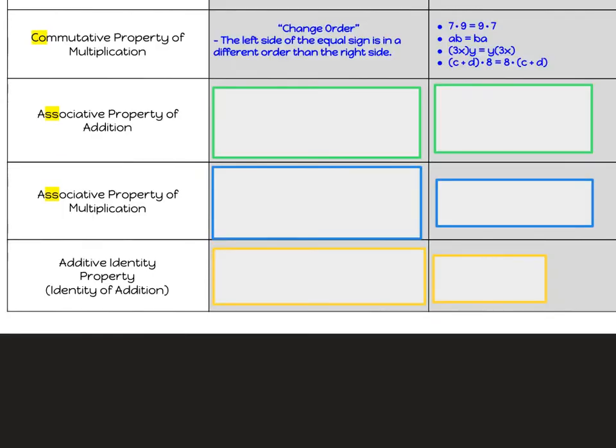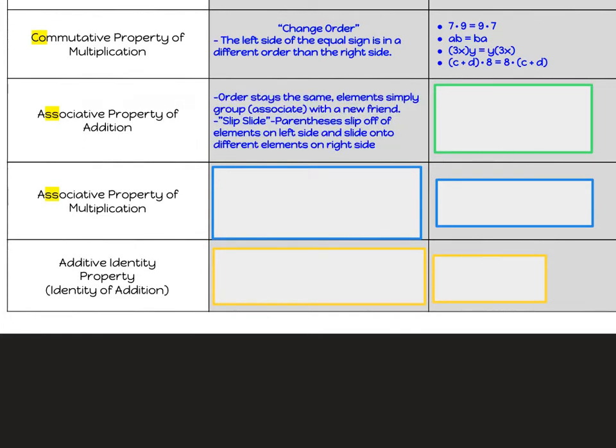All right, so now we're going to talk about the associative property, which also has a property of addition and a property of multiplication. Let's go ahead and highlight the 2 S's in the word associative. When I think of the associative property, I like to think of the word associate, and when you associate with someone, you're typically friends with them, and that kind of helps us understand what is happening on either side of the equal sign. So the order of the terms or the elements is going to stay the same.